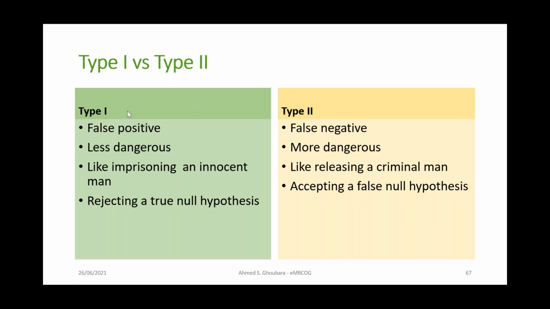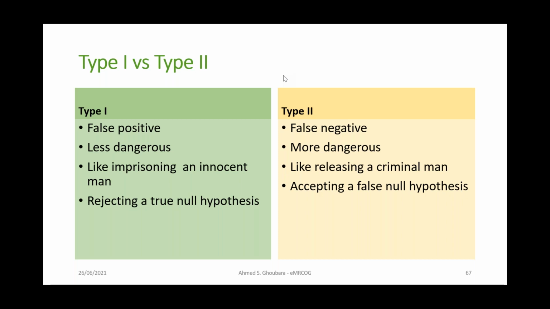Yes, that's correct. So type 1, false positive. What do I mean by false positive? Take this for an example. You're doing research about hypertension and endometrial cancer. In your group, you have 100 women with hypertension, 100 women without hypertension.